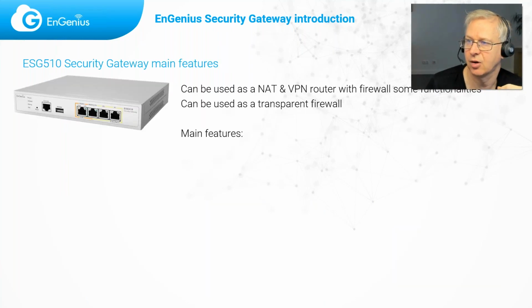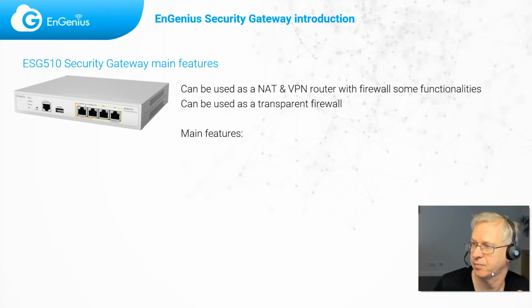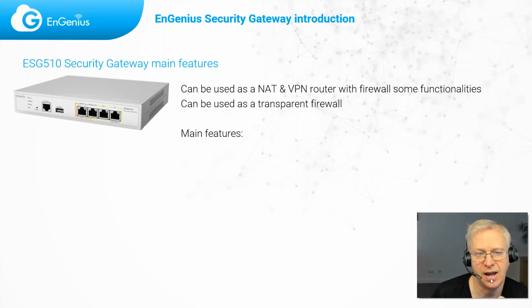So next, about our device itself, our ESG, or EnGenius Security Gateway 510. Its main features are that it can do NAT and VPN with some firewall functionalities, and it can be used as a transparent firewall.